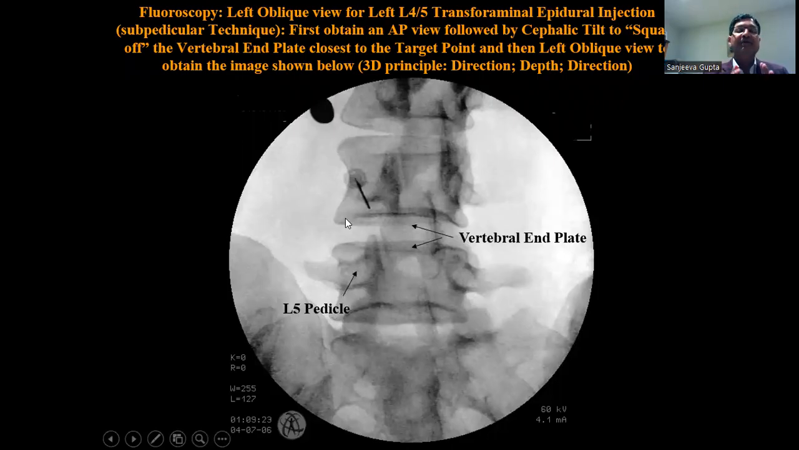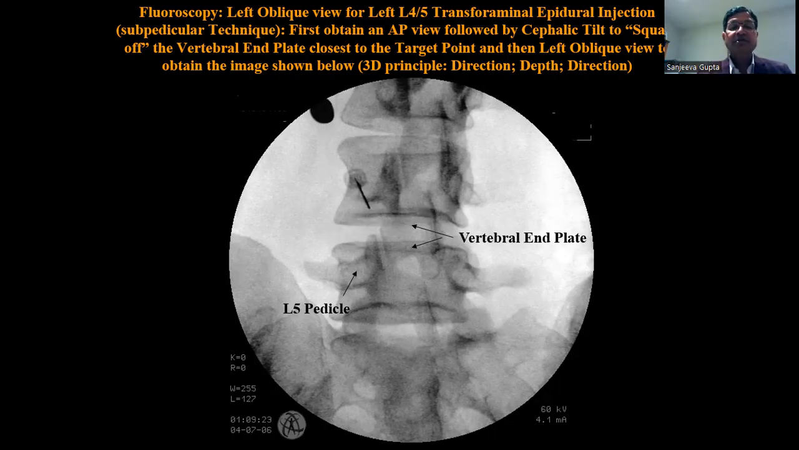Sometimes you don't get the absolute clear picture. Sometimes you have to compromise. But the vertebral end plate closest to the target point has been squared as much as we can. Maybe I could have gone a little more cephalic tilt to square this a bit more. But the point I'm making is that you go in a systematic way: true AP view, cephalic tilt, and then right or left oblique, in this case left oblique.